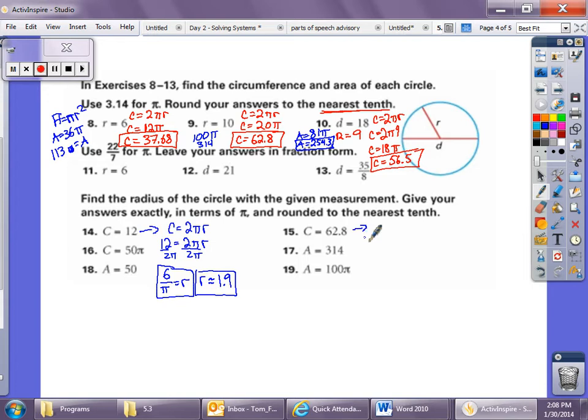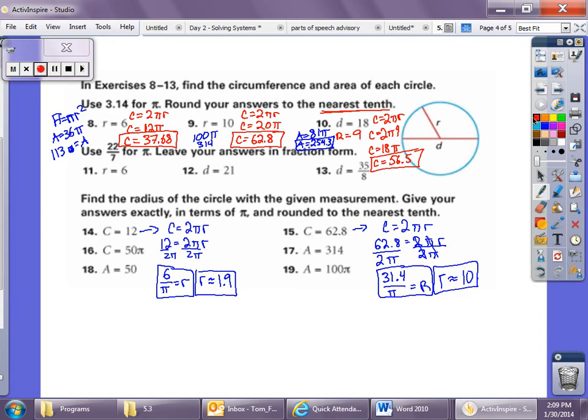So if our circumference is 62.8, so once again we have circumference is 2 pi r. We know that 62.8 equals 2 pi r. We divide by 2 pi so r is by itself. So 62.8 divided by the 2 gives us 31.4 divided by pi is our radius. And then we can actually do 31.4 divided by pi to give us a radius which is about 9.99, which rounded will give us approximately 10. So that's our rounded answer, and that is our exact answer.